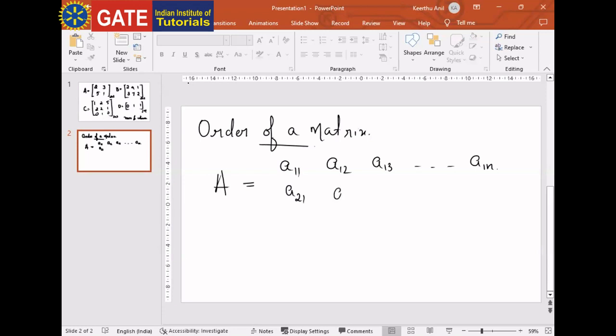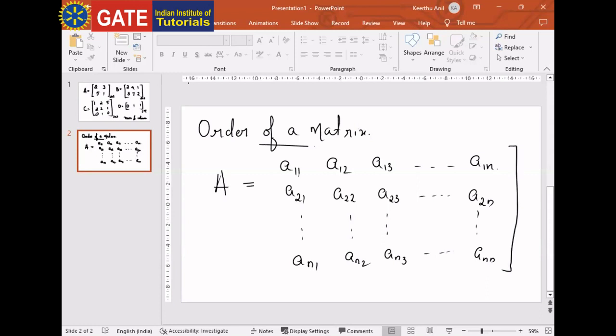Now A21, A22, A23, etc., A2n. Like that it will be going, and you'll be getting AN1, AN2, AN3, etc., ANN. So this is a very big matrix having how many rows? Tell me, how many rows are there? N number of rows are there. And how many columns are there? N number of columns. So what will be the order? N into N.